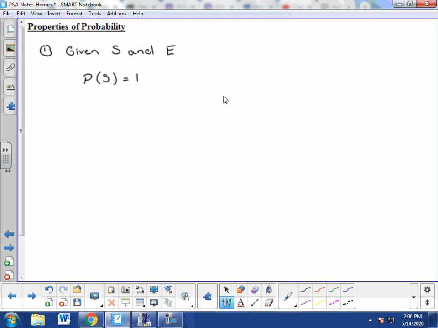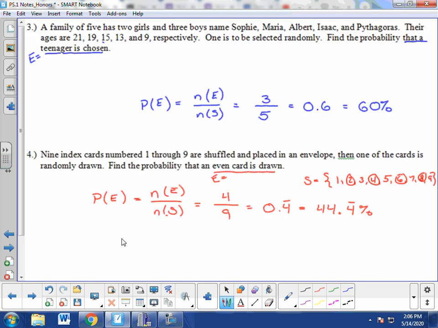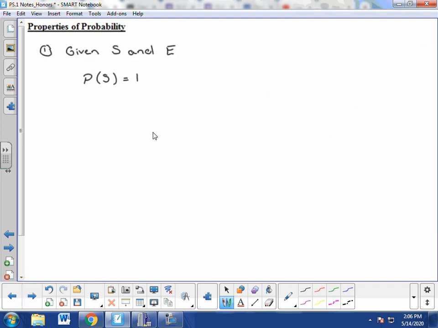If we think about the last example, if I have numbers 1 through 9, what's the probability that I draw a number 1 through 9? Well, it's 100%. It has to be. We're going to draw a number 1 through 9 if the numbers there are 1 through 9.